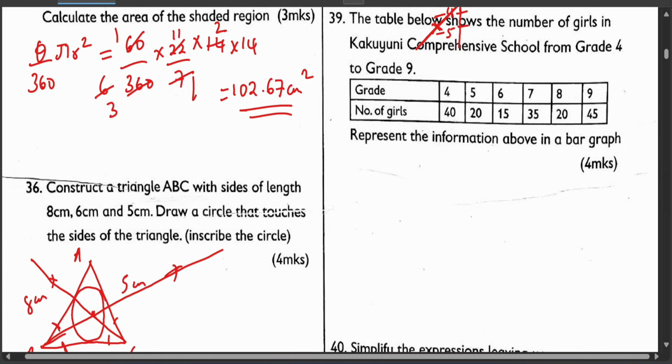Okay, for question 39, the table below shows the number of girls in Kakuyuni Comprehensive School from grade 4 to grade 9. Represent the above information in a bar graph. Also, here it's in a graph, but still I'm drawing. So let's say this is your bar graph.